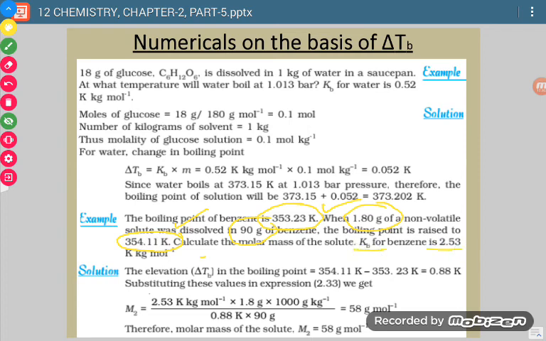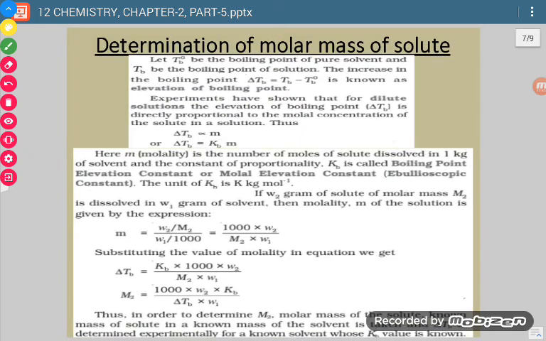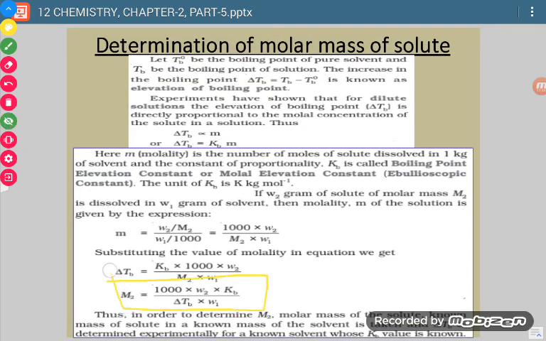Now we will put the values in the equation which we calculated just now. See, this is the relation which we calculated, this one. Here the W2 value, Kb value, W1 value and delta Tb value are to be put, and then we will come to know the value of M2.